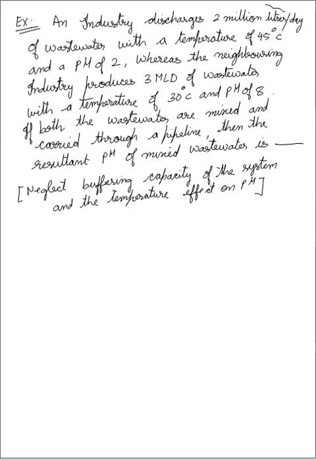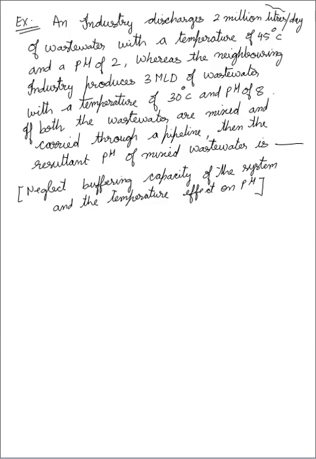With an example from environmental engineering. It has been asked in GATE exam also, and probably there are chances it may be repeated in future exams. Okay, so an industry discharges 2 million liters per day. 2 million liters is 2 into 10 raised to 6 liters per day of wastewater with a temperature of 45 degrees centigrade and a pH of 2.